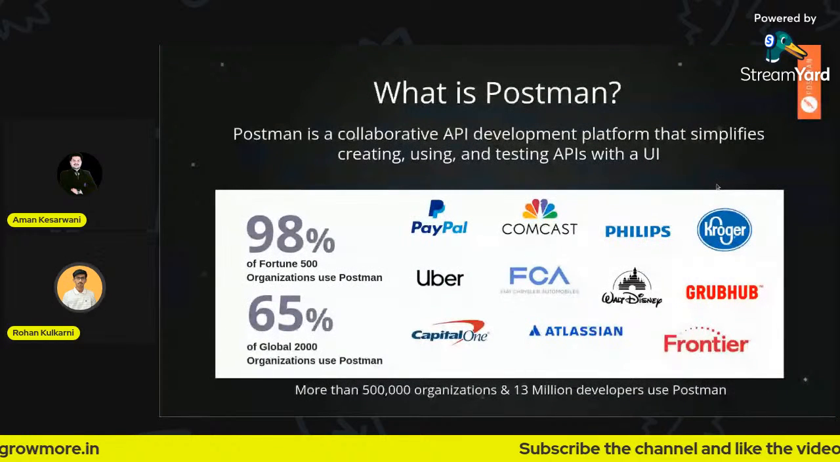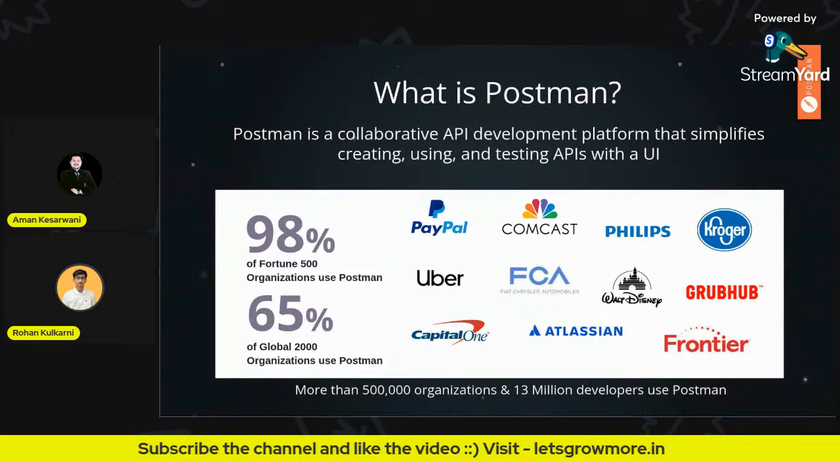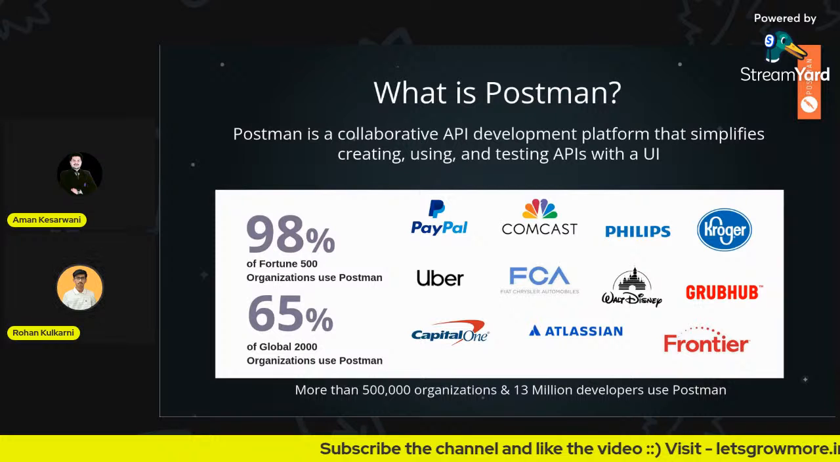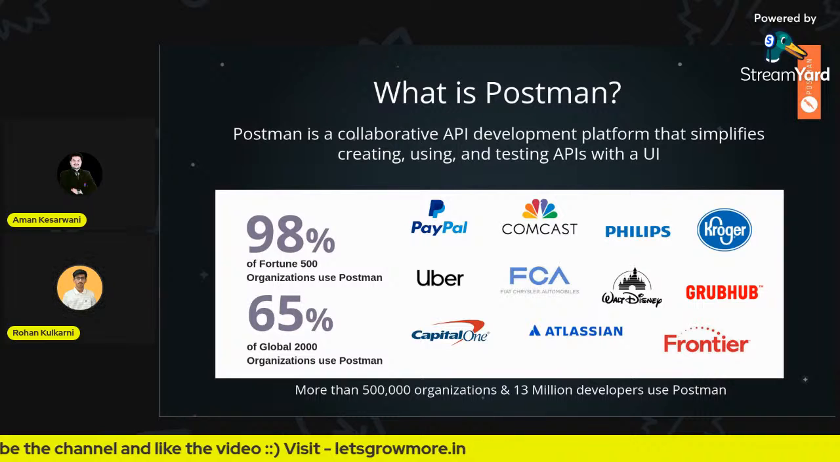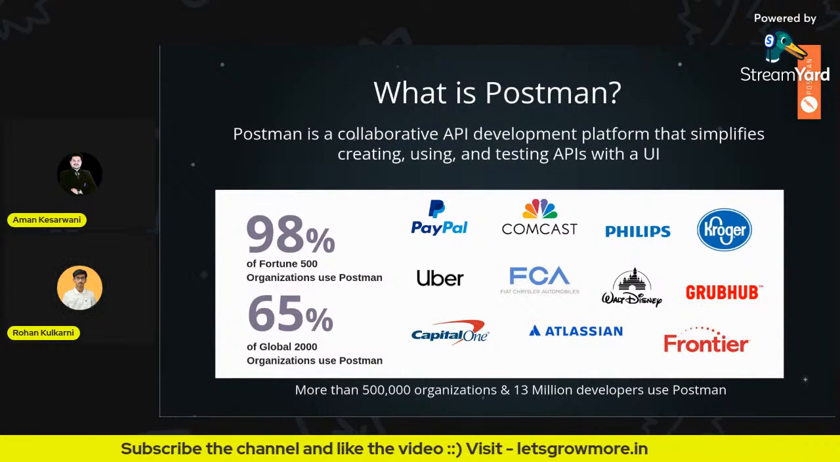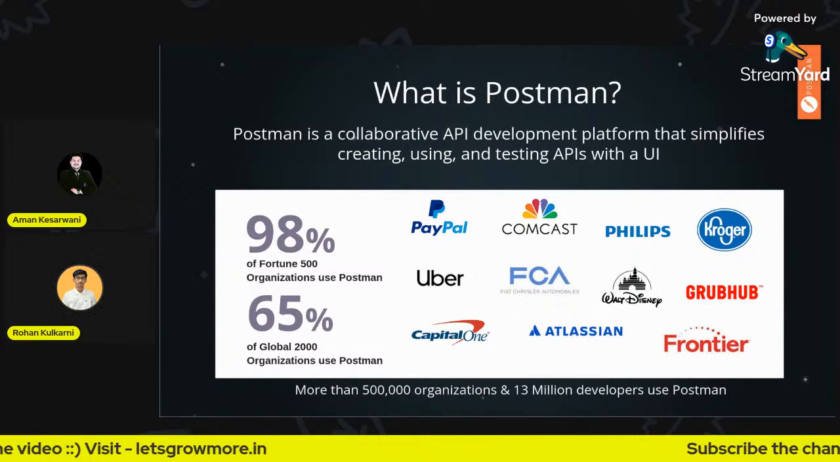Yeah, so where exactly does Postman come into this? Postman is a collaborative API development platform that simplifies creating, using, and testing APIs with the help of a UI. 98% of Fortune 500 organizations use Postman, and 65% of Global 2000 organizations use Postman. Big names like PayPal, Uber, Capital One, Atlassian, Walt Disney, and Philips are there. Many big companies, 5 lakh plus organizations, and 13 million developers also use Postman.